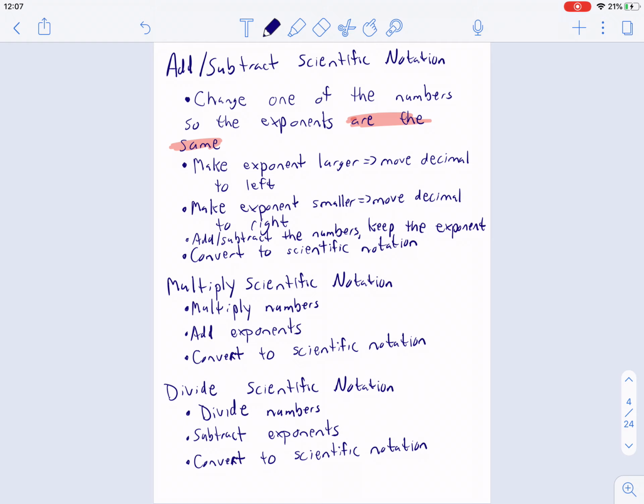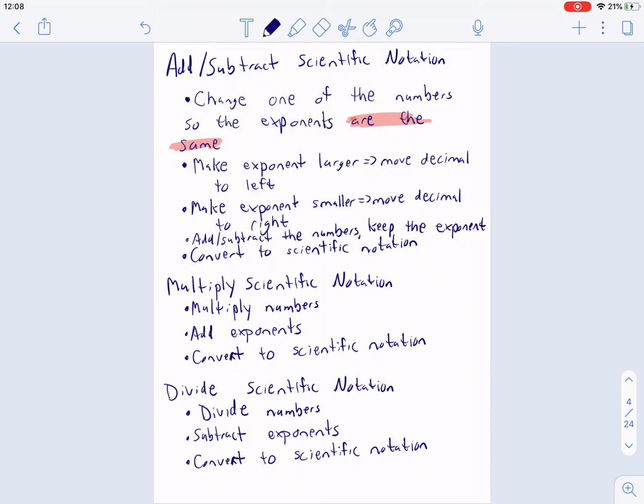Now here's a review. When we're adding and subtracting in scientific notation, I need to change one of the numbers so the exponents are the same. If the exponents are not the same, I cannot add or subtract. If I need to make the exponent larger, I'm going to move my decimal to the left. If I need to make my exponent smaller, I can move my decimal to the right. Once I have the same exponent, I would add or subtract the numbers and keep the exponent. Then, convert my number to scientific notation if it's not already in scientific notation.